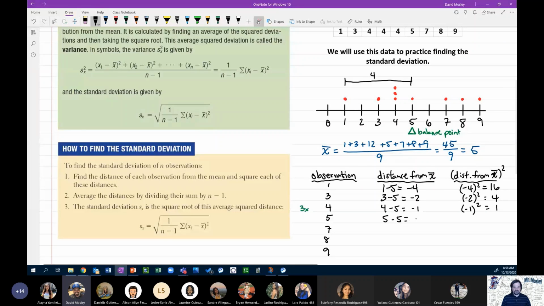5 minus 5 is 0, and 0 squared is 0. 7 minus 5 is 2, and squared is 4.